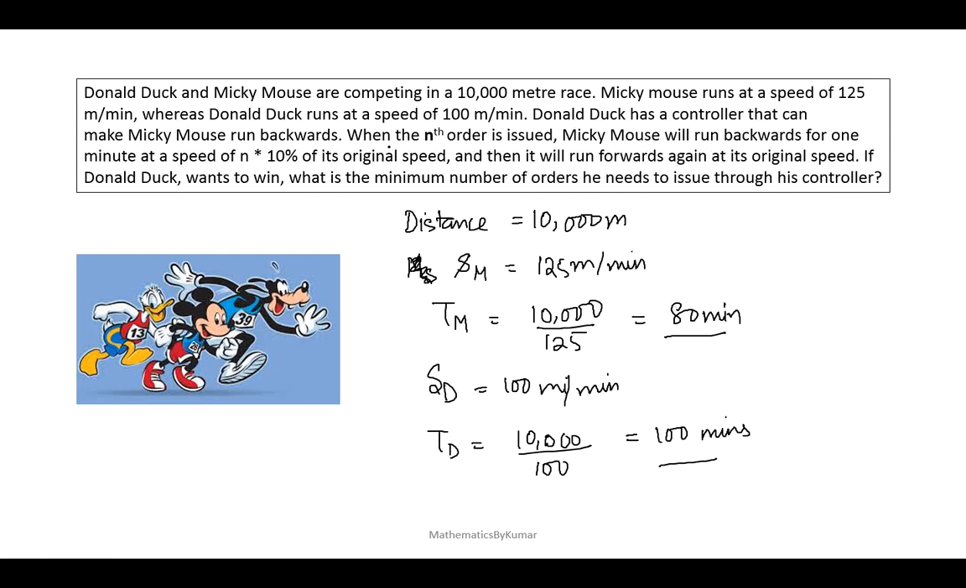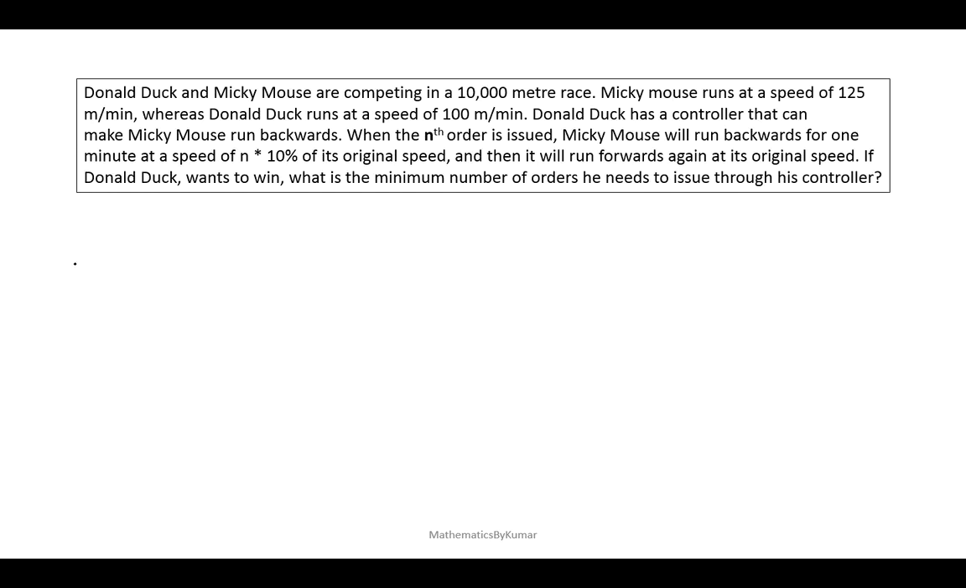He has a controller, and this controller can make Mickey Mouse run backwards. When the nth order is issued, Mickey Mouse will run backwards for 1 minute at a speed of n multiplied with 10% of its original speed, and then he will run forward again at the original speed. So let's understand what has been said in this question. It is very important to write it in mathematical format. Let me see what happens when Donald issues the first order.